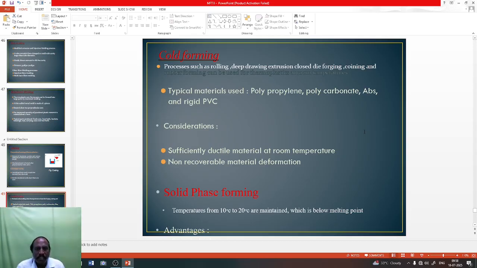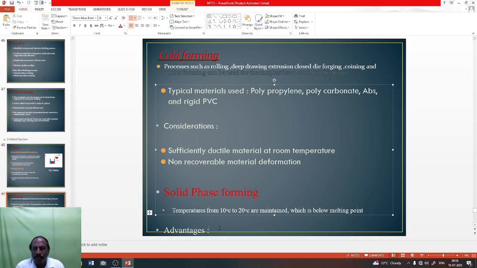Considerations: sufficiently ductile materials at room temperature, non-recurrent material deformation, that is a solid forming process. The advantage is the forming temperature, 10 to 20 degrees, which is below the melting point. And in this cold forming, what are the advantages? It is an easy process, and this process can be made for all the plastic materials.